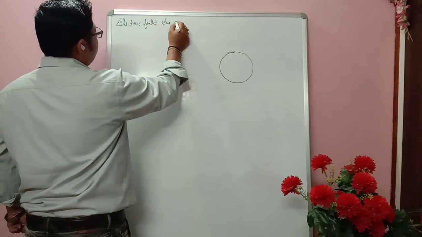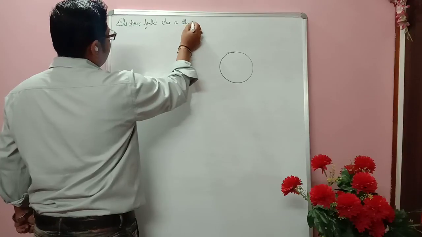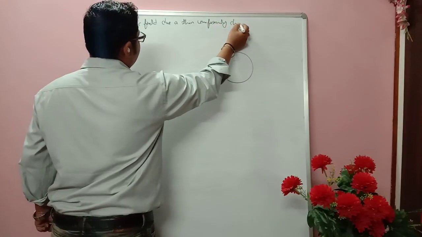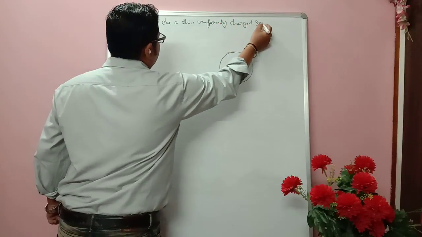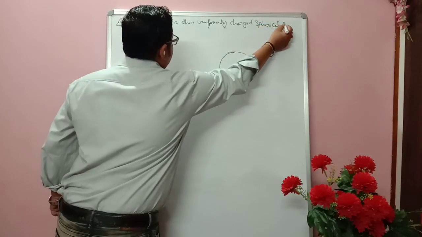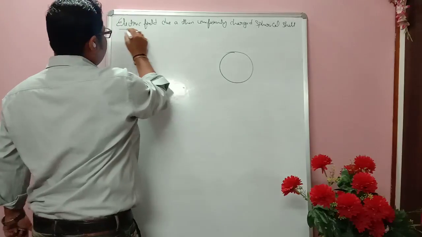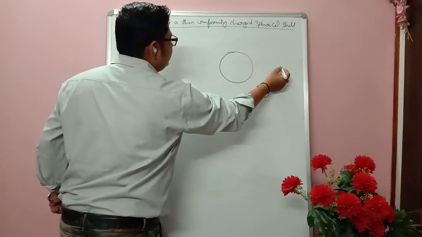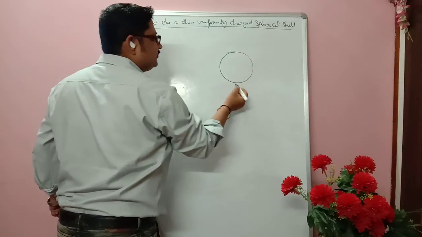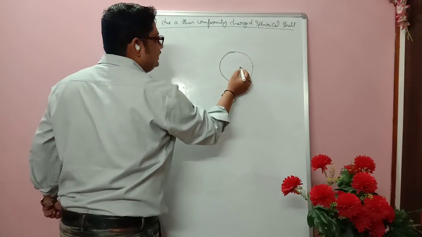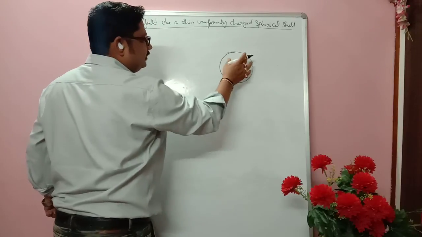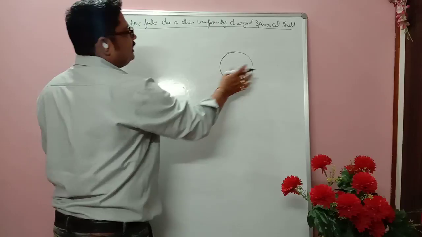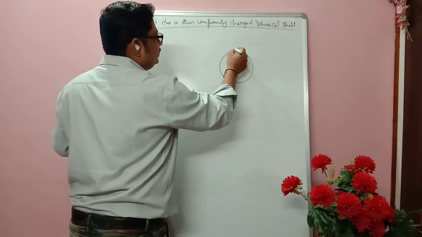due to a thin, uniformly charged spherical shell. Now for this we have to take points. We can take a point outside the shell, a point on the surface of the shell, and a point at any position inside the shell.